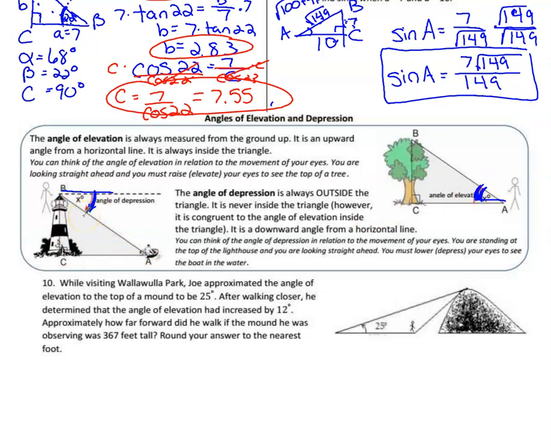But a nice little tidbit is, if you think back to geometry, when you have two parallel lines, alternate interior angles are congruent. It is congruent to the angle of elevation. So the angle of elevation and angle of depression are always going to be basically the same angle. Just one is horizontal downward and outside the triangle, but it's equivalent to what's inside the triangle, and one is inside the triangle looking upward. So, knowing that, let's look at number 10.